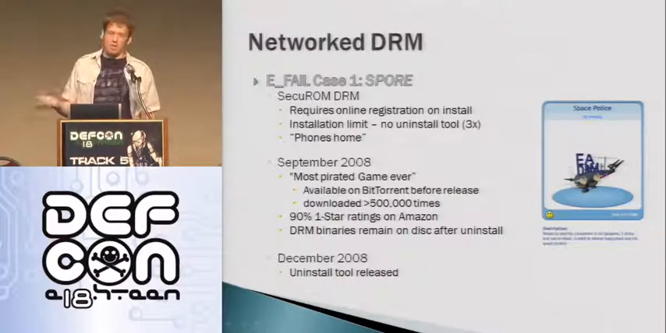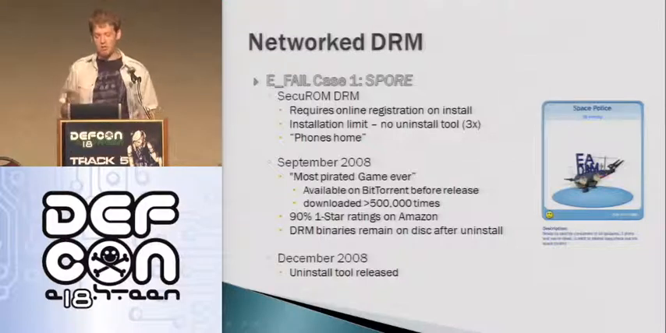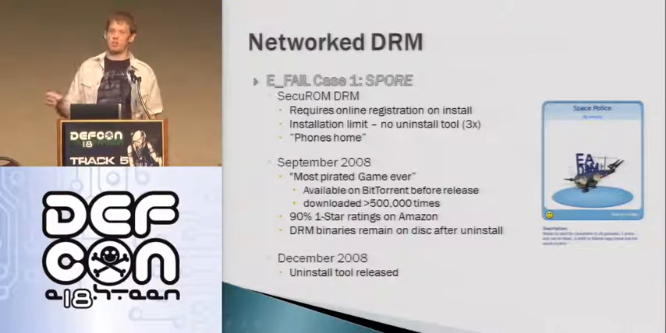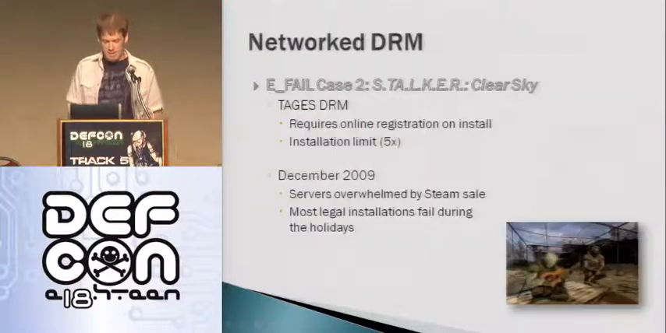Luckily, with all of the buzz around this, in December, there was actually a release of an uninstall tool, and the uninstall tool, if you did it correctly, would remove most of the binaries, and it would also reset your install count. But the question is, why not immediately get it right? And this is one of the first examples of the network DRM starting to completely fail and fall apart.